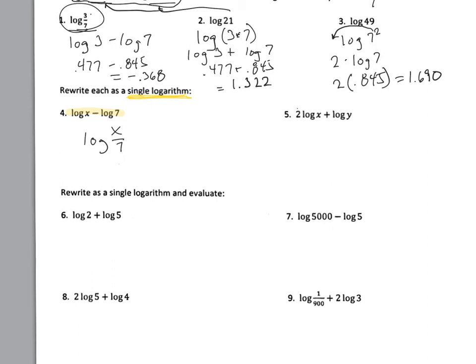So now when we have this number out in front, that's really a power. So this is really the log of x squared. Doesn't go with the y, just the x, plus the log of y. So adding really means multiplying. So we're going to have the word log written once, and then x squared times y.